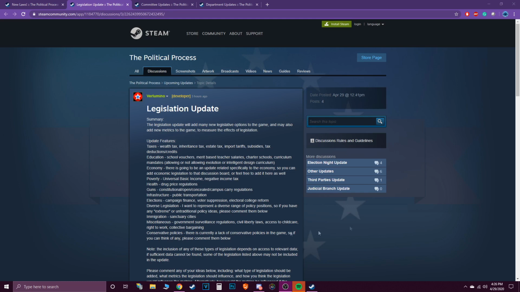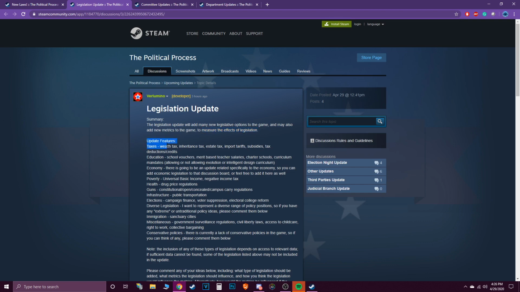So the first one is going to be the legislation update. This is the summary for it. He basically outlines it for us in this. The legislation update will add any new legislative options to the game and may also add new metrics to the game to measure the effects of that same legislation.